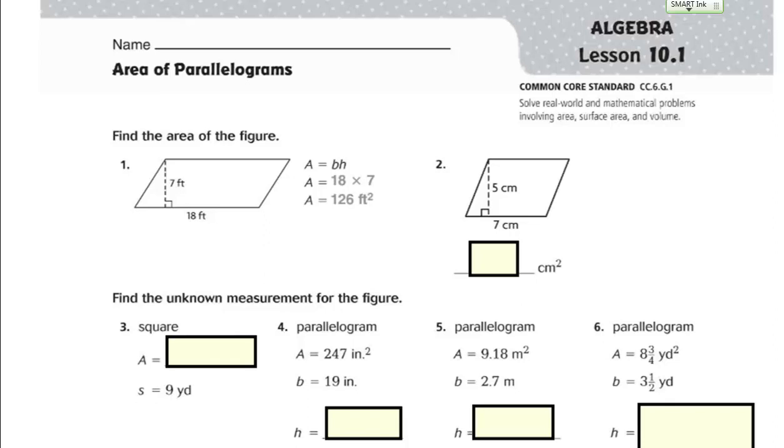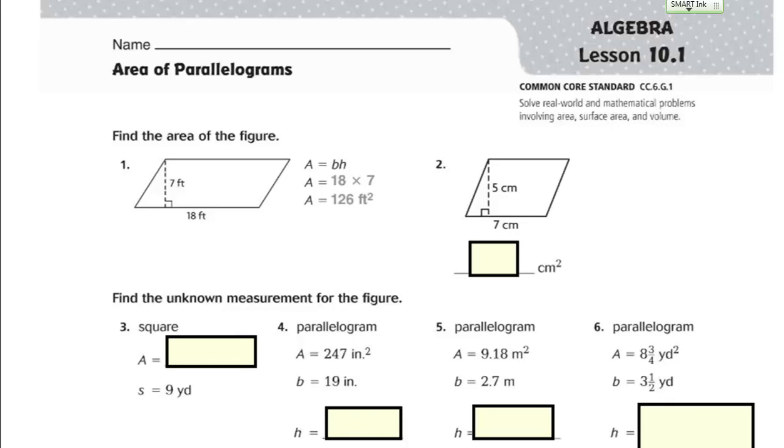All right, we're looking at area of parallelograms. The formula that we're using is area equals base times height. That works for parallelograms, it works for rectangles, it even works for squares and rhombuses. In other words, it really works for any quadrilateral that's not a trapezoid, meaning that the opposite sides are congruent and that they're parallel to each other.